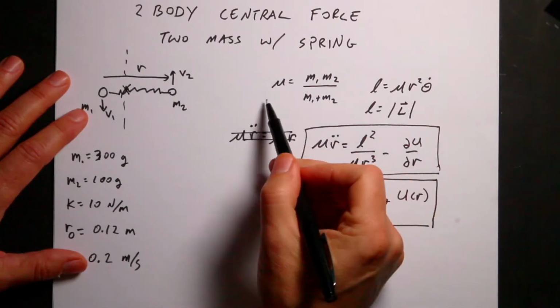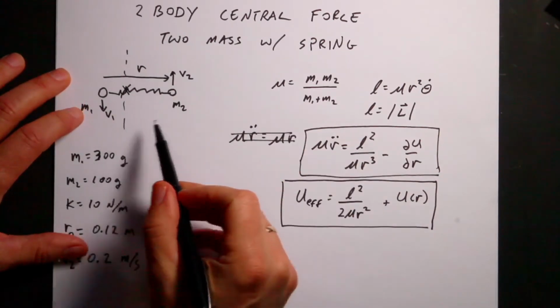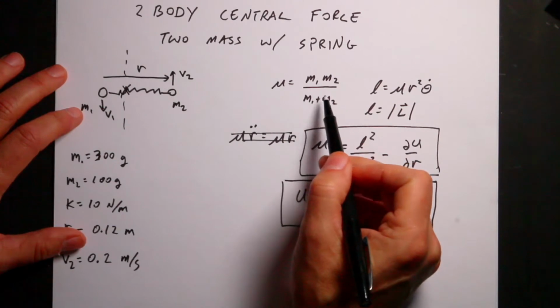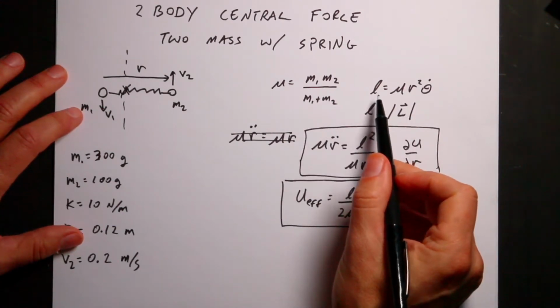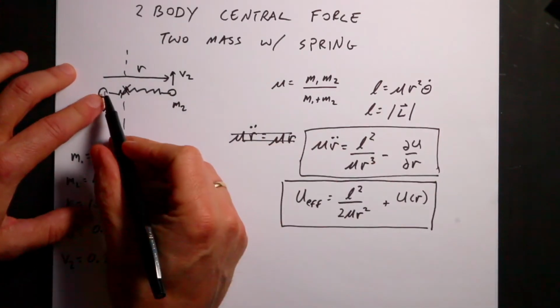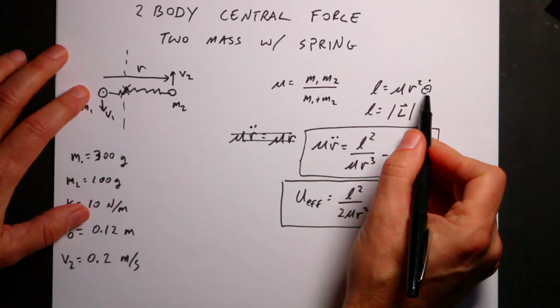So in this problem, I have the reduced mass mu. So this is mass m1, that's mass 2. The reduced mass is m1 times m2 over the total mass. Then I have the angular momentum, which is a constant, and it's the reduced mass times r squared theta dot. R is the distance from one mass to the other, and theta dot is the angular velocity.